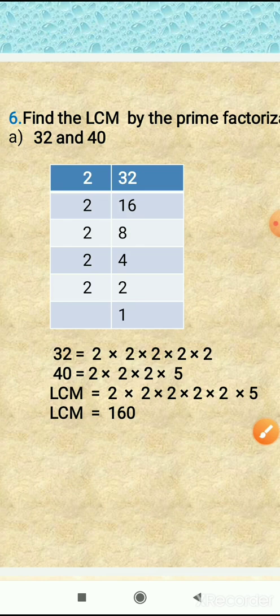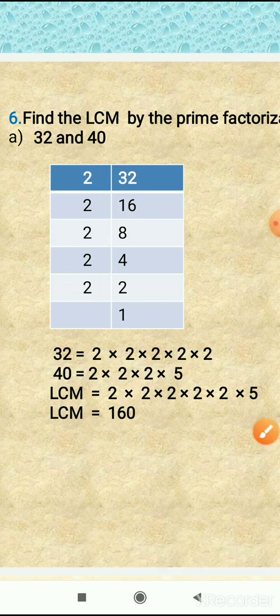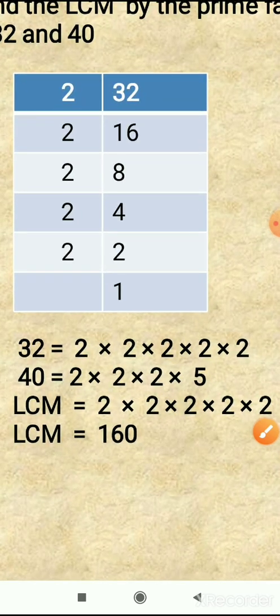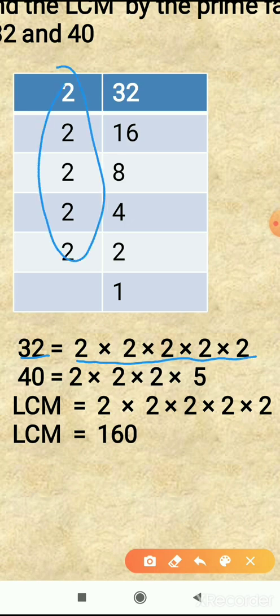And 2 is a prime number. It is divisible by itself. Okay, so 2 ones are 2. In this way, here all divisors are prime numbers. Okay, so we get here the prime factorization of 32. Look here, the prime factorization of 32 is 2 into 2 into 2 into 2 into 2. In this way we get the prime factorization of 32.